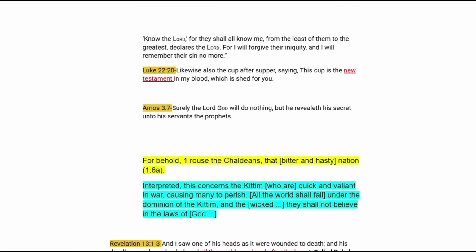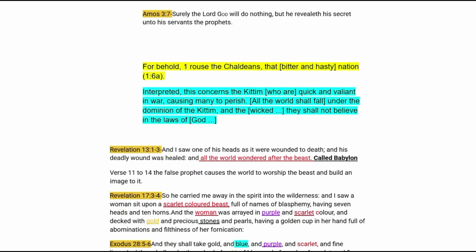Anyway, moving on. "For behold, I rouse the Chaldeans, that bitter and hasty nation." So, of course, we have the Chaldeans. Interpreted, this concerns the Kittim, who are quick and valiant in war, causing many to perish, and all the world shall fall under the dominion of the Kittim, and they shall not believe in the laws of God.